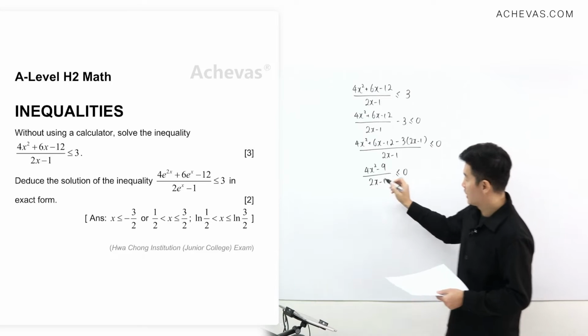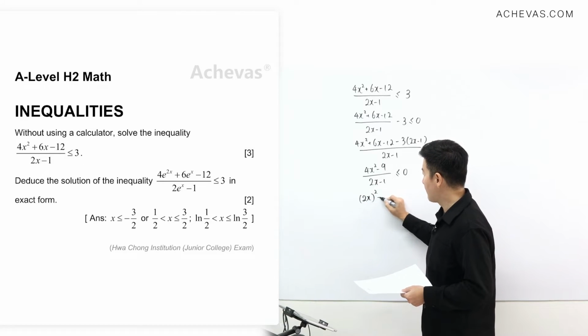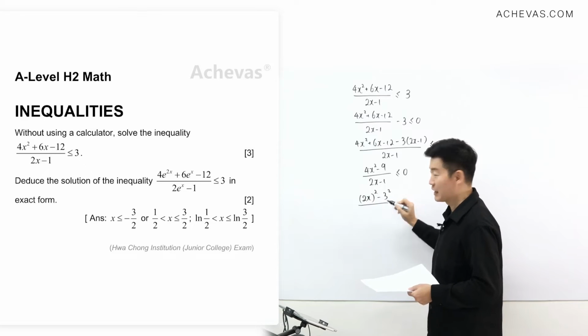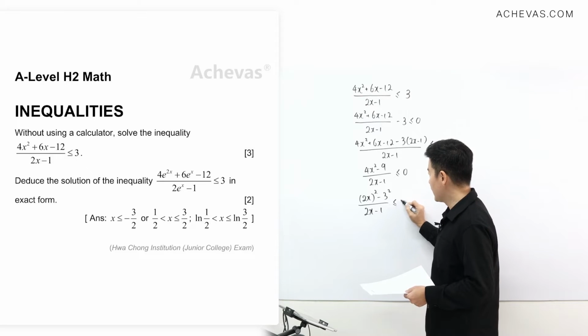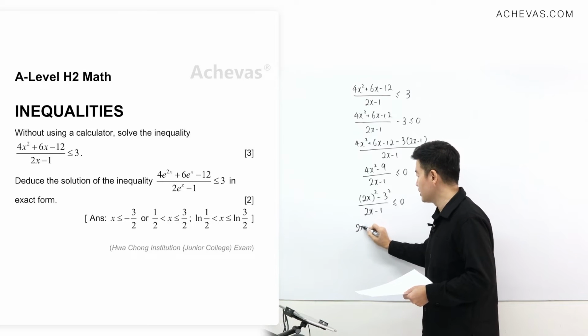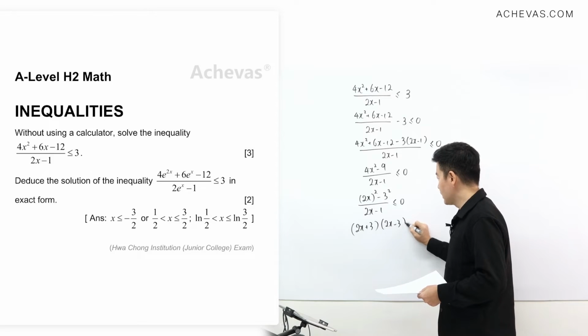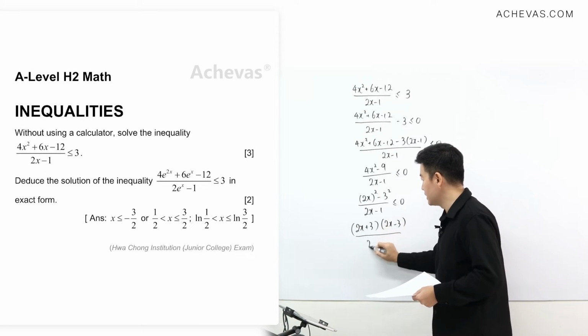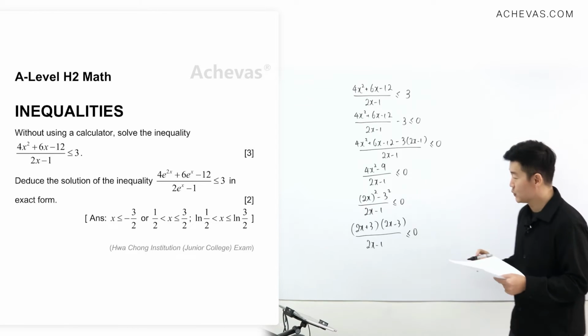For the numerator, I'm going to re-express this as (2x)² - 3² so that it is easier for us to factorize. So in the denominator, we have 2x - 1, and for the numerator, it's going to be (2x + 3)(2x - 3). This is less than or equal to 0.